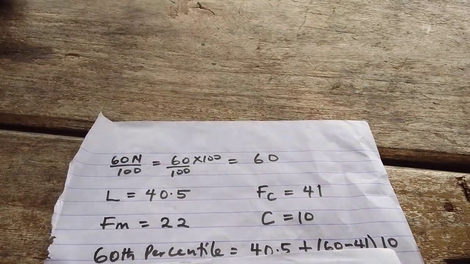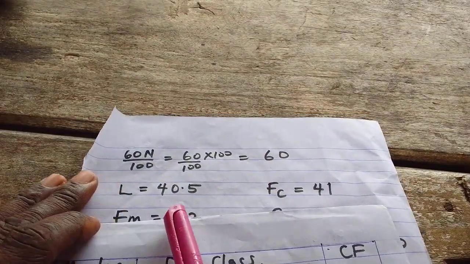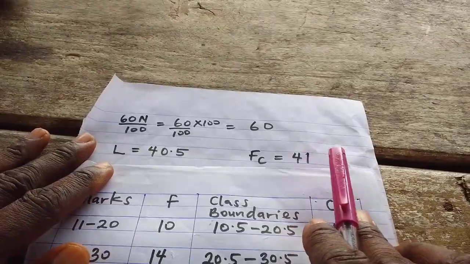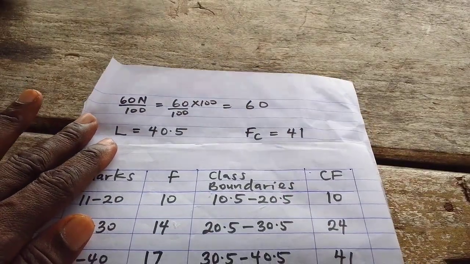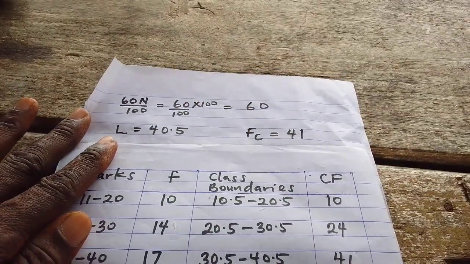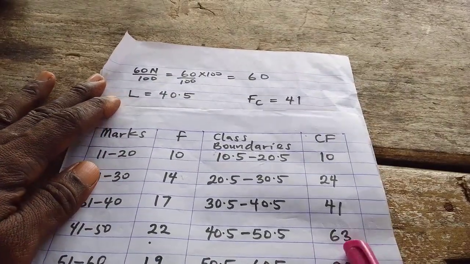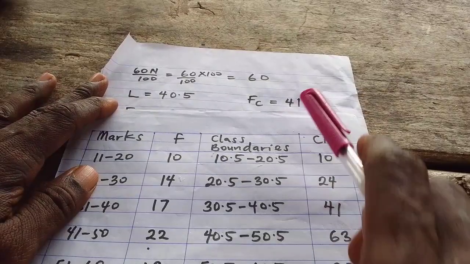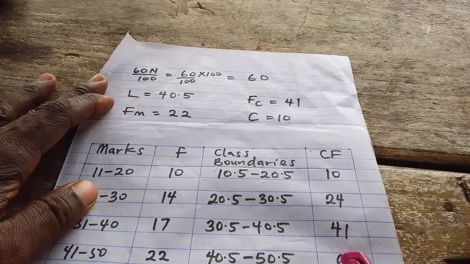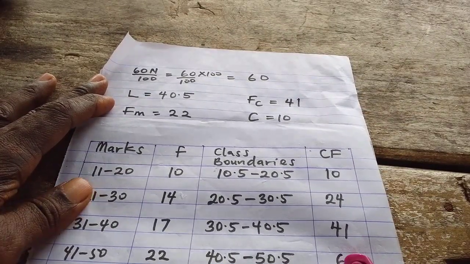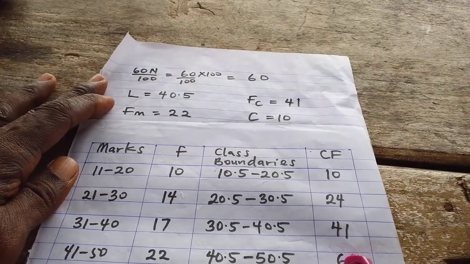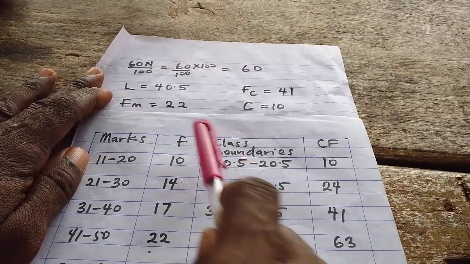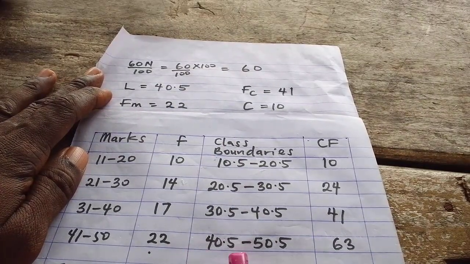40.5. So our L there is 40.5. Then we need to know our FC. Our FC is the cumulative frequency before the 68th percentile class. So the cumulative frequency before this 68th percentile class is 41. So you write 41. Then FM is the frequency of the 68th percentile class. So that means the frequency of this one is what? 22. So that's 22.